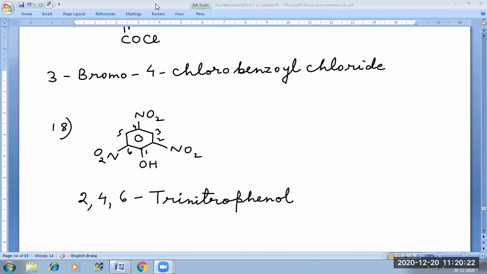Which list? The priority series is only and only for the functional groups, not for anything else. The same priority series is applicable here also. The priority series that we had learned earlier, that is COOH carboxylic acid gets the highest priority, followed by others. That is the same priority series which we are using here as well.